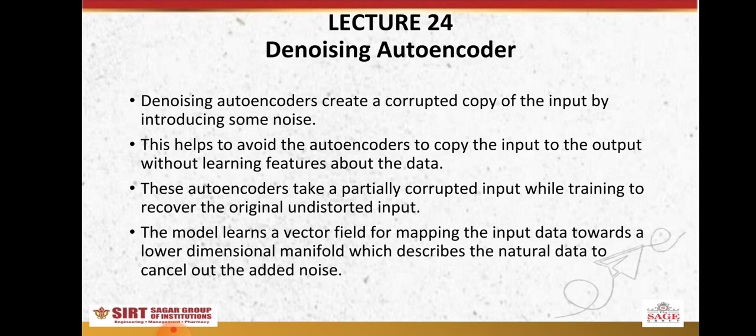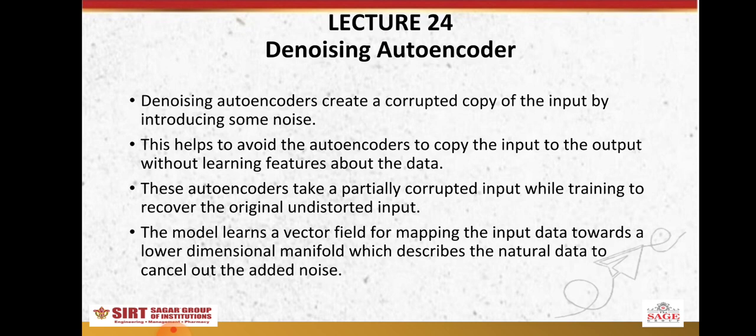Denoising autoencoder creates a corrupted copy of the input by introducing some noise. As the name suggests, denoising means it introduces some noise in the corrupted copy, which helps to stop the autoencoder from copying the input to the output without learning features about the data. Meaning, what we give as an input should not be the same at the output place. It does introduce some noise within that.